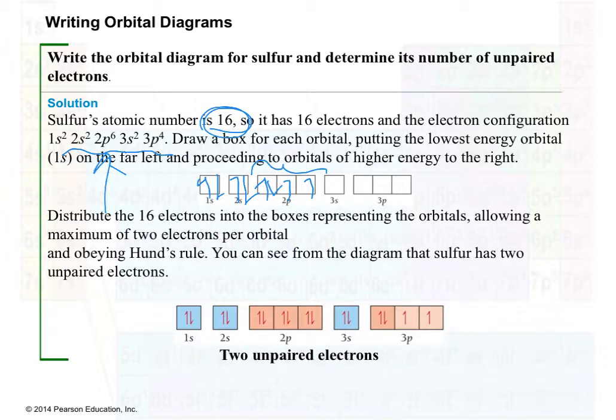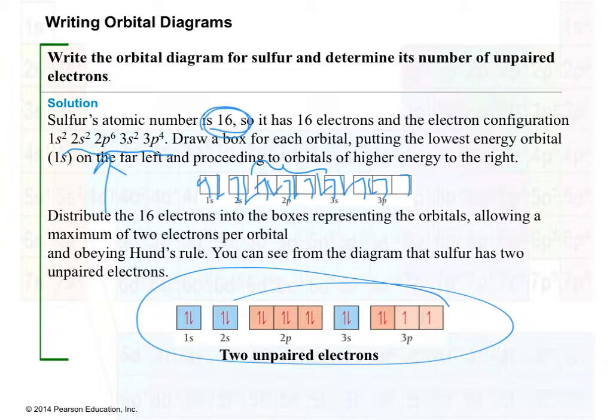And I've got to find a home for all 16 of those electrons. So far I've placed 2, 4, 6, 8, 10. So I've got to place 6 more electrons. So 3s, 1 up, 1 down, that's 2. I have 4 electrons left. I'm going to follow Hund's rule, put 1 in each of these 3p, and then I still have 1 left over. So there is the orbital configuration or diagram for sulfur.